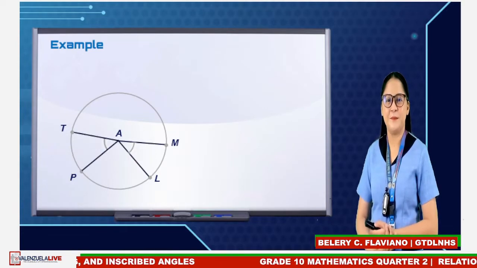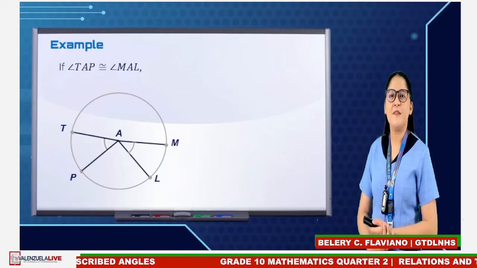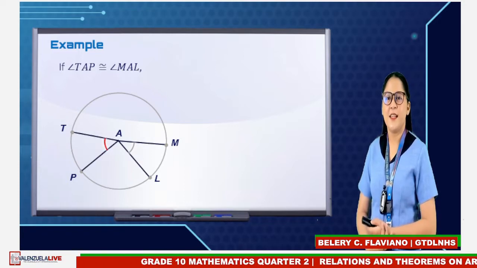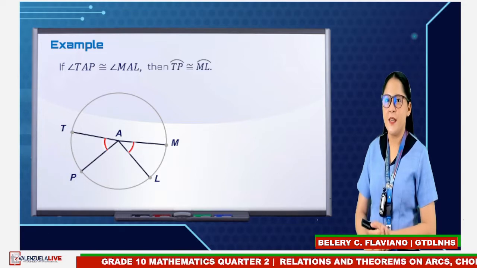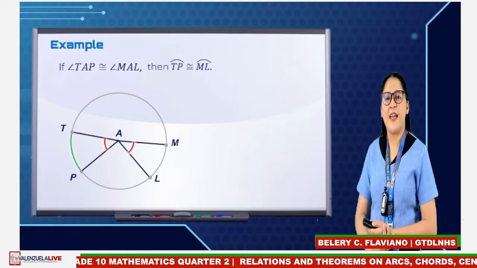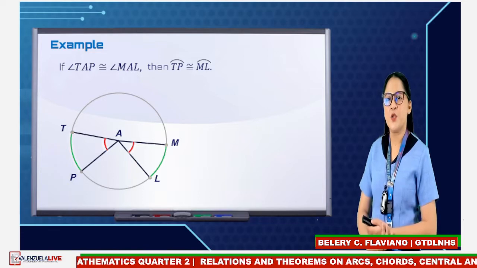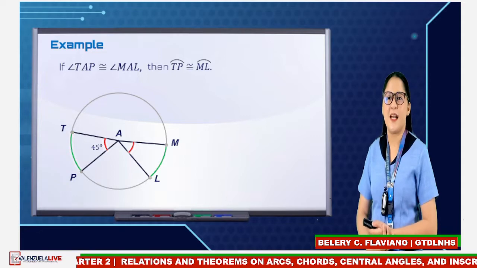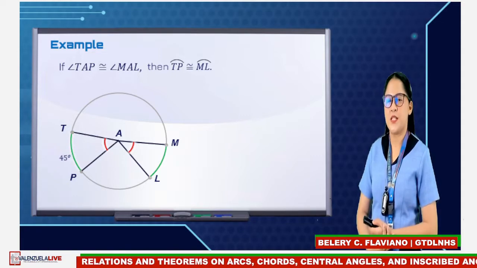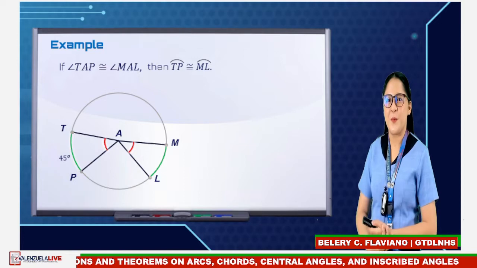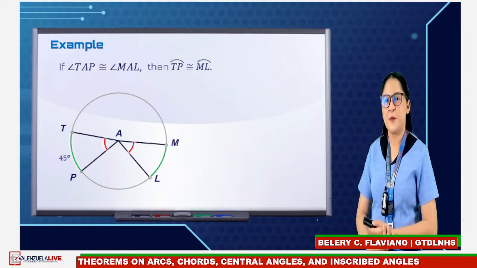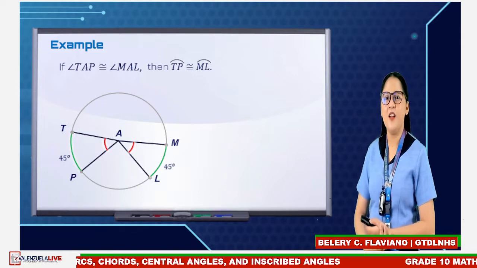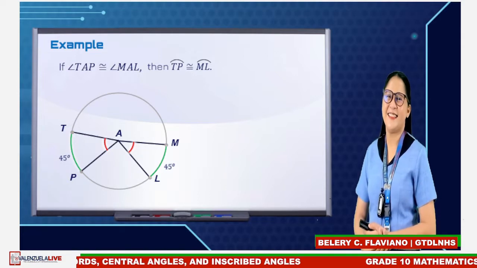Let's have an example. In circle A, if angle TAP is congruent with angle MAL, then arc TP is congruent with arc ML. So if the measure of angle TAP is equal to 45 degrees, it follows that arc TP also measures 45 degrees. Also, angle MAL, since they are congruent, also measures 45 degrees. And arc ML also measures 45 degrees.